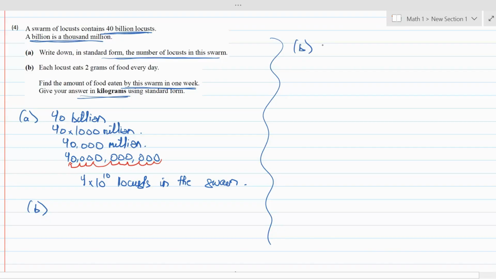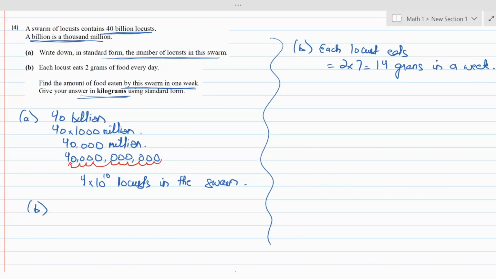Each locust eats 2 multiplied by 7. That's 14 grams in a week. Since each locust eats 2 grams in a day, so for a week it would be 2 multiplied by 7. That's 14 grams in a week. That's about 1 locust. In part A, we have found the total number of locusts in the swarm, which is 4 multiplied by 10 raised to the power 10. And this is what we have to calculate here.